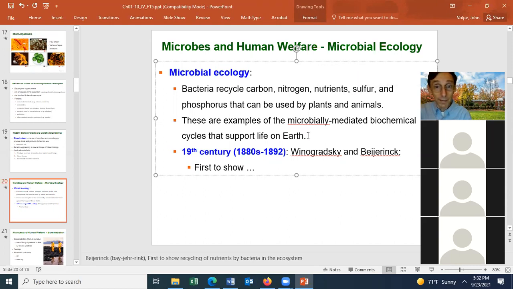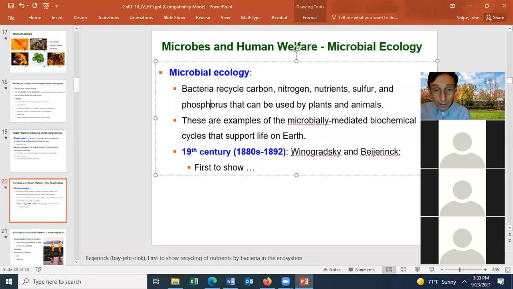Anyways, these are some examples of the microbial mediated biochemical cycles that support life on Earth. And that's the carbon cycle, the nitrogen cycle, the nutrient cycle, the sulfur cycle, and the phosphorus cycle. These cycles were first studied by Winogradsky and Beijerinck from the 1880s and the 1890s. And they were the first to show that microorganisms were important in running these cycles. Any question about any of that?